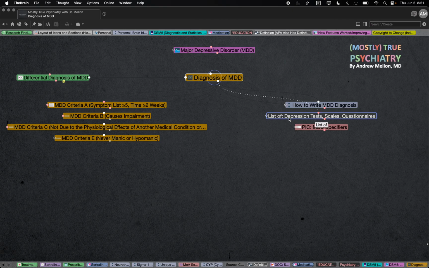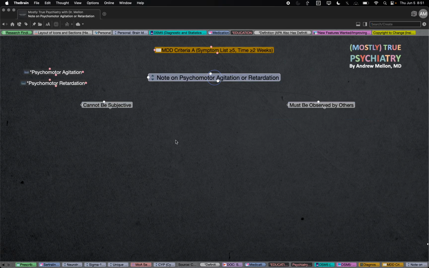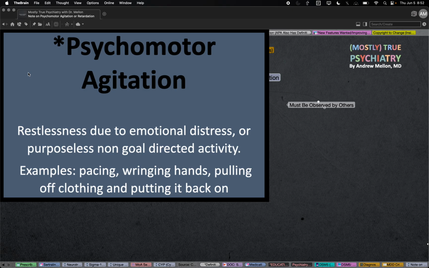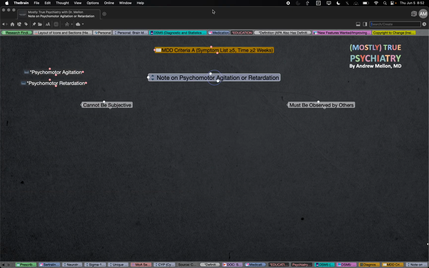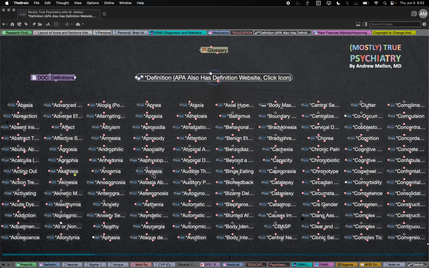Maybe specifically when they're using words like psychomotor agitation or retardation, they need to understand that this is an objective finding, not subjective, and then we can go over what those definitions are in real time. So I would say psychomotor agitation is a restlessness due to emotional distress, or purposeless non-goal directed activity. Common examples would be pacing, wringing hands, pulling off clothing and putting it back on. I have hundreds of definitions like this that can be done without an issue.